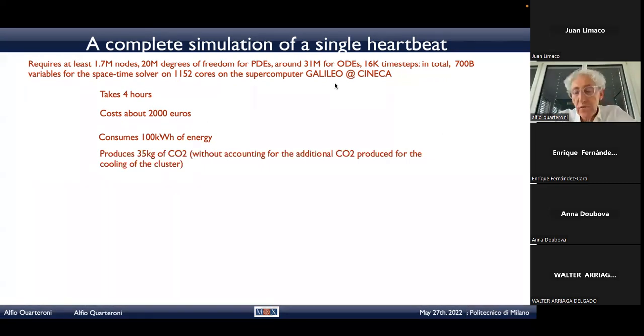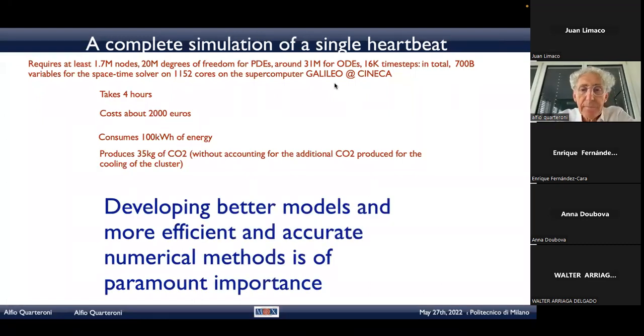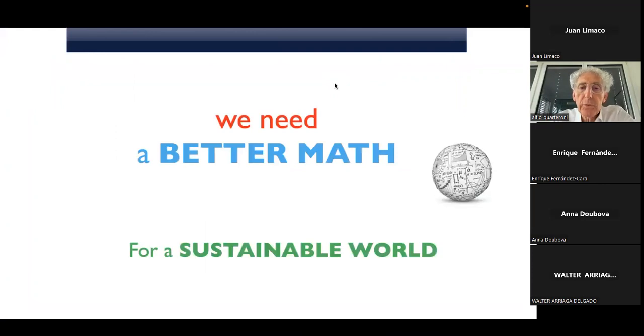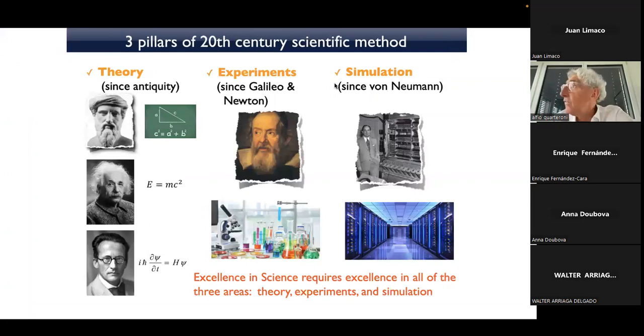And this is just to give you an idea that mathematics is costly if you really want to solve problems of real life interest. And that's why you need to develop better models and more efficient and accurate numerical methods to improve our mathematics. We need a better mathematics for a more sustainable world. And this is very important. And this is where we can take advantage of artificial intelligence, for instance.